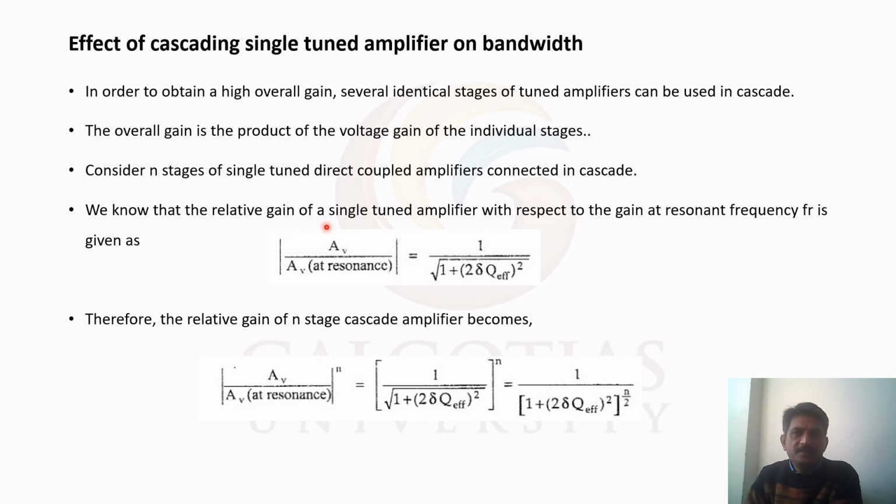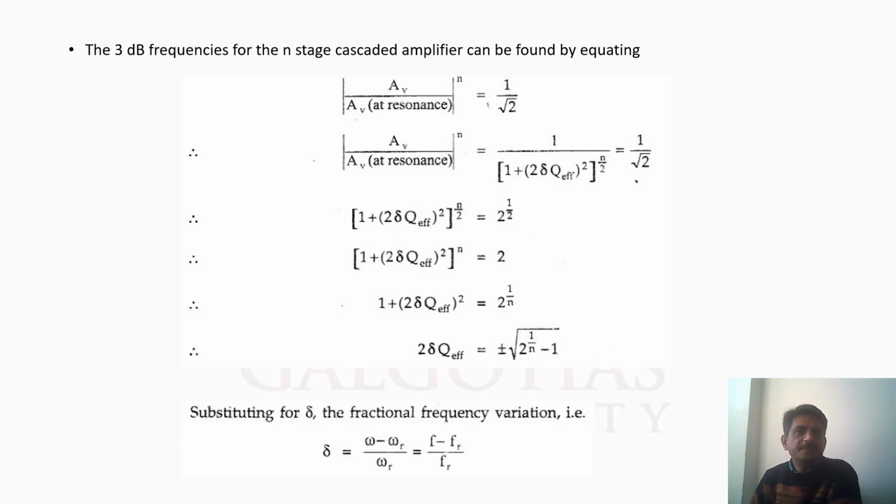And we know that the relative gain of a single tuned amplifier with respect to the gain at resonant frequency FR is given as AV upon AV at resonance, that we have just proved, 1 upon √(1 + (2δQ)²). Therefore, the gain for an n stage cascade amplifier becomes this raised to n, that is, the power n by 2. So the 3 dB frequencies for the n stage cascade amplifier can be found by equating this to 1 upon √2. Simplifying it, we get 2δ Q effective is equal to plus minus the square root of 2 raised to 1 upon n minus 1.